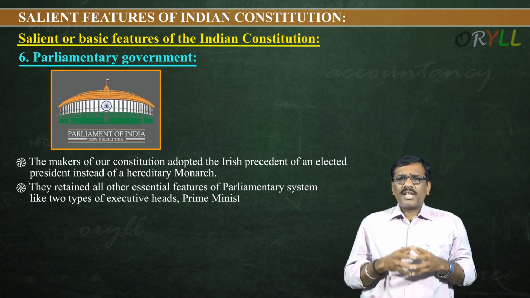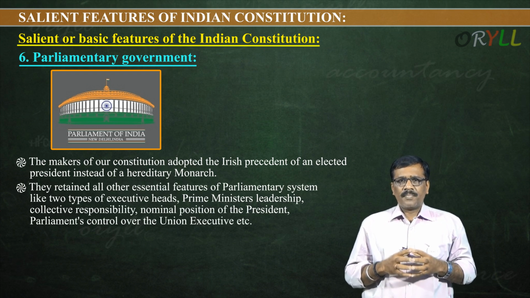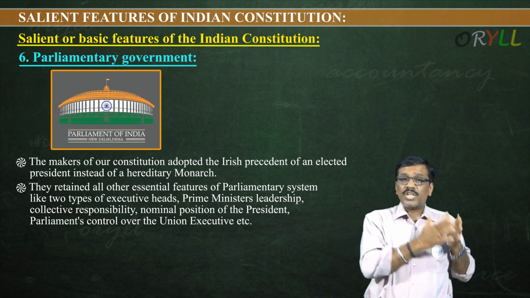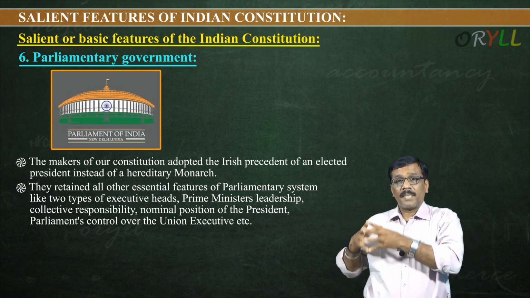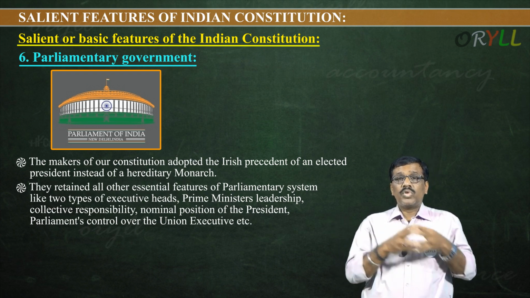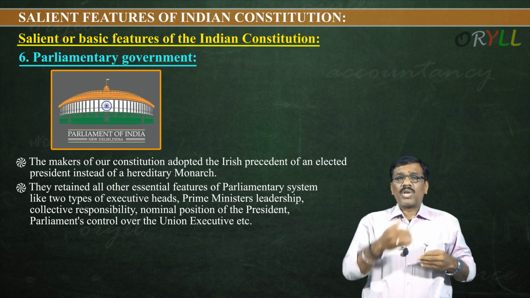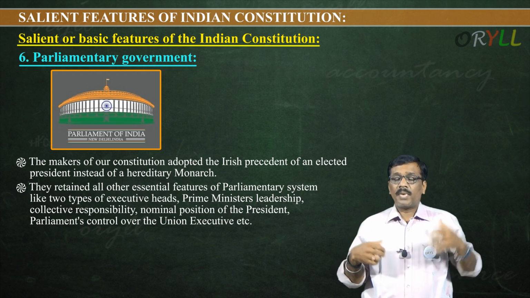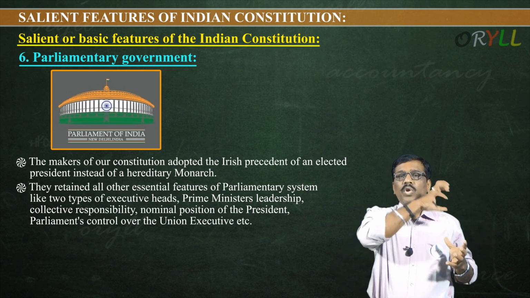They retained all other essential features of the parliamentary system, like two types of executive heads, prime minister's leadership, collective responsibility, nominal position of the president, parliament's control over the union executive, etc. We have taken all these methods of the parliamentary form of government from the British. We have adopted all these things.